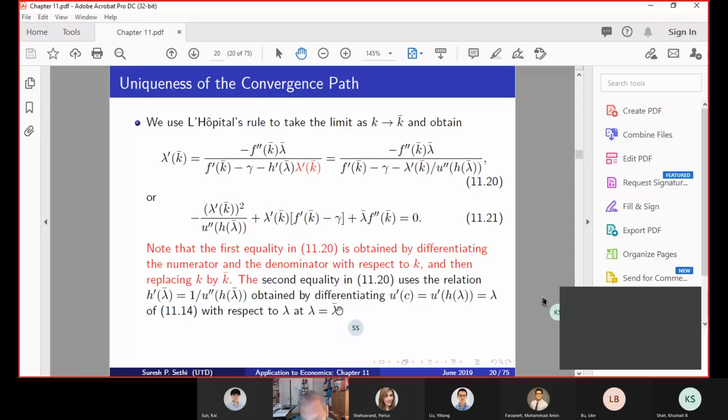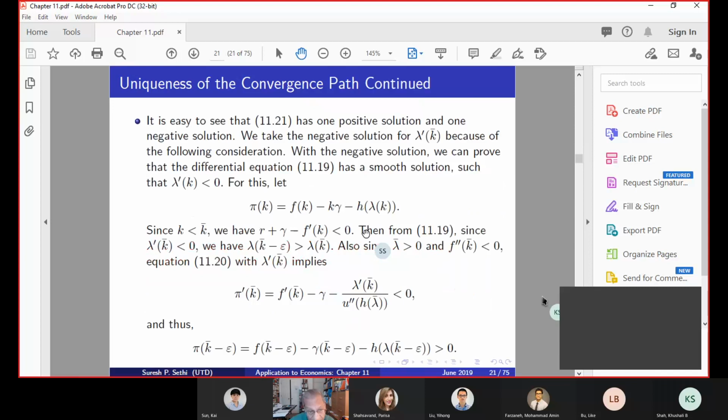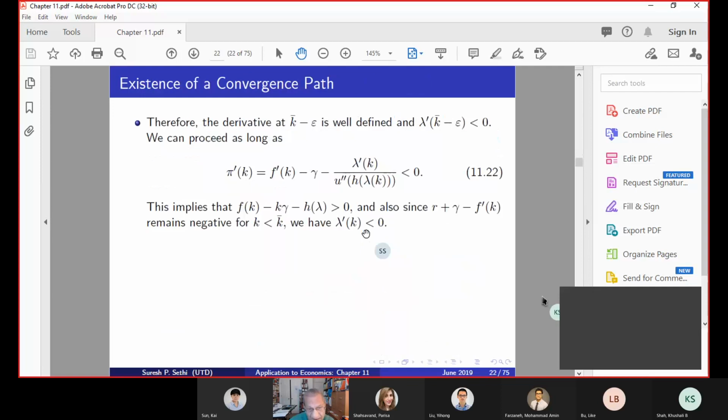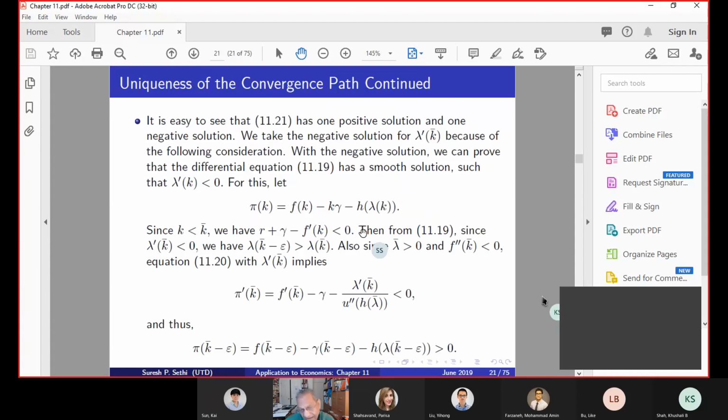So now I know the value of lambda prime k bar, and I can get the slope at k bar. The slope is given by this formula. Okay. And this is not 0. It's a limit of 0 by 0, so I have it. And then I can solve the differential equation. And when I get to that, I can show that there's convergence and everything is defined. Everything is done. So that's giving you the sketch of this.